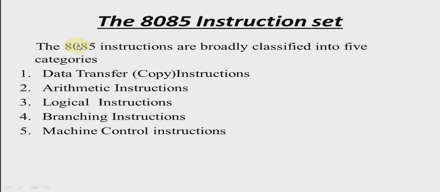Now we will see the classification of 8085 instructions. The whole instruction set of 8085 is broadly classified into 5 functional categories. The first category is data transfer instructions, the second is arithmetic instructions, the third is logical, the fourth is branching, and the fifth is machine control instructions. In this particular lecture, we are discussing some of the data transfer instructions.